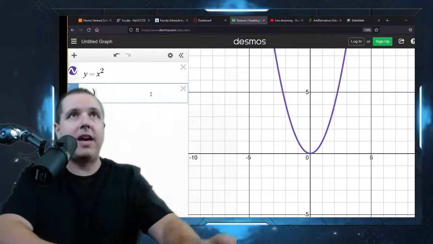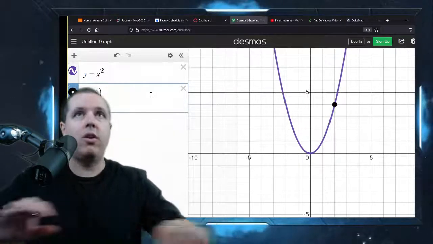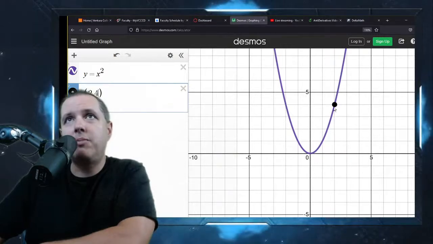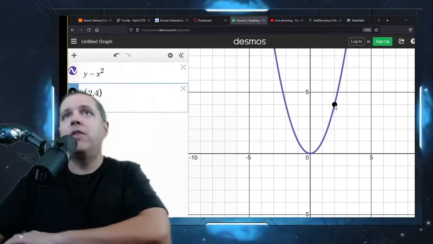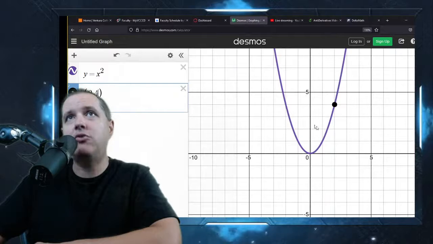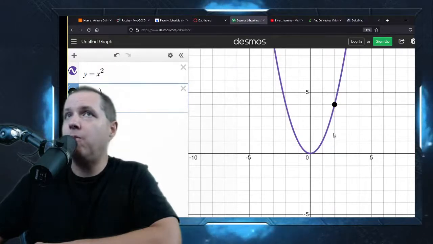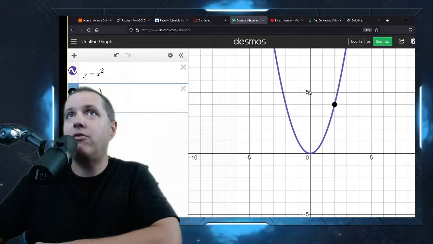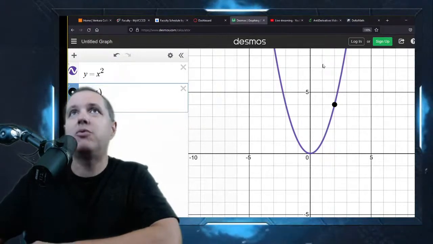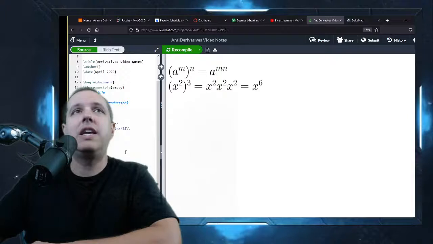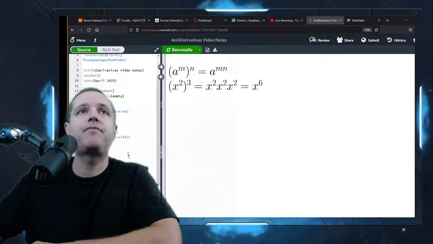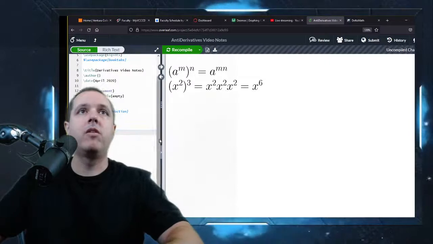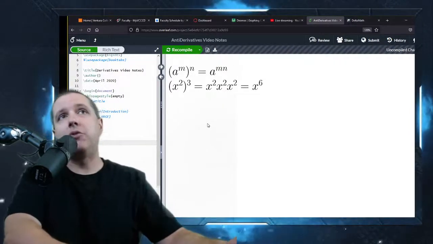So let's graph that. 2, 4, and look, the x value of 2 corresponds to a y value of 4. Therefore, 2, 4 is a point on this graph. So when x is 2, y is 4. That's the kind of way we look at it from the graph. People struggle with this one. The algebra people usually get, so let's do it algebraically now.